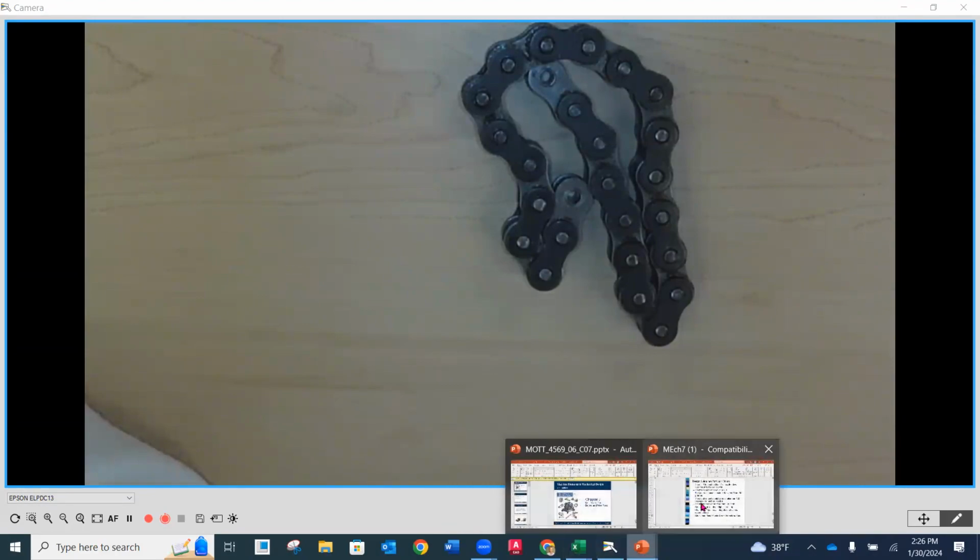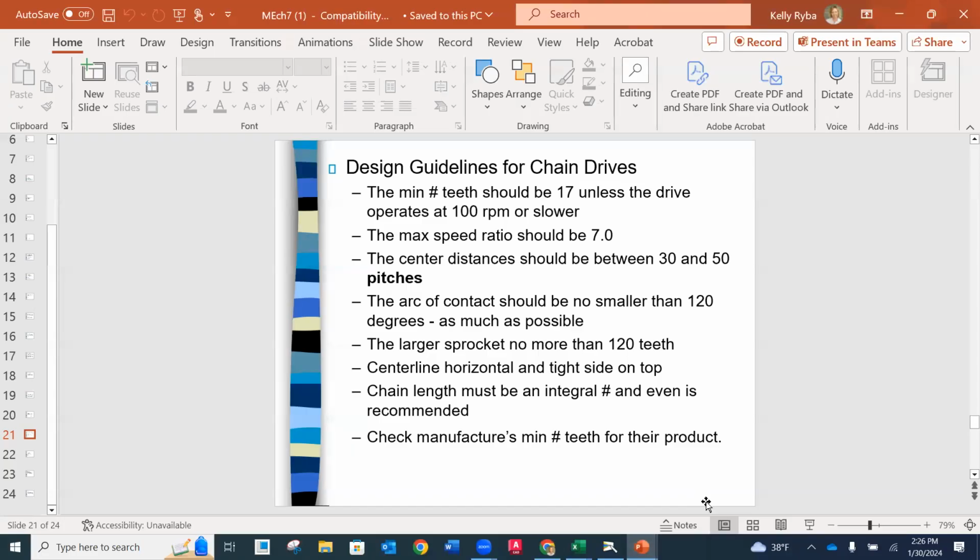So when we look at center distance, depending on the pitch in inches, we want it to be between 30 and 50. So for instance, if I have 1 inch pitch, that means that my center distance is going to be between 30 and 50 inches.